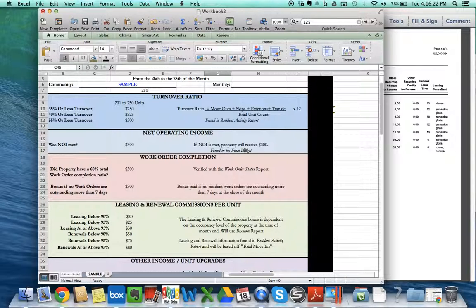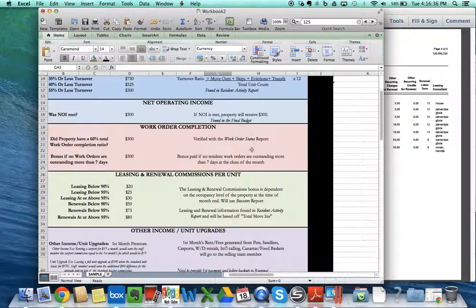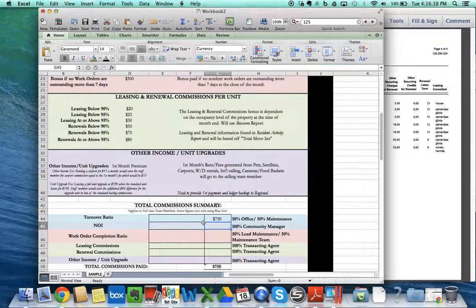Next, NOI bonus. If the NOI is met, the property will receive $300. This is usually found in the final budget, and since we do not yet have financials, I will just tell you that the property did hit their NOI bonus. So this will be $300 right here.